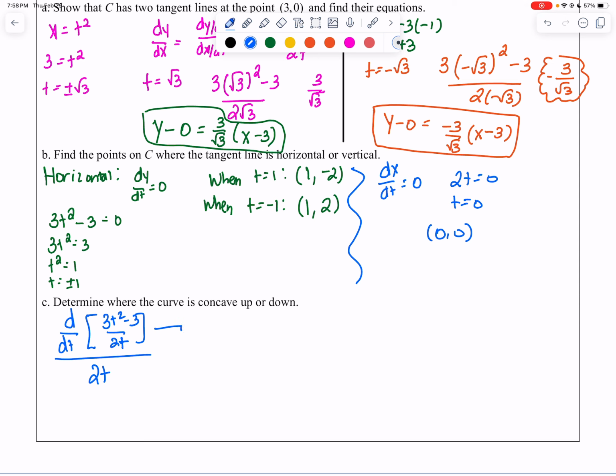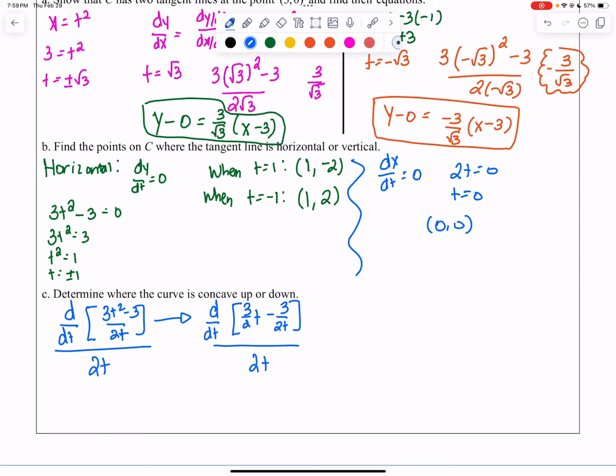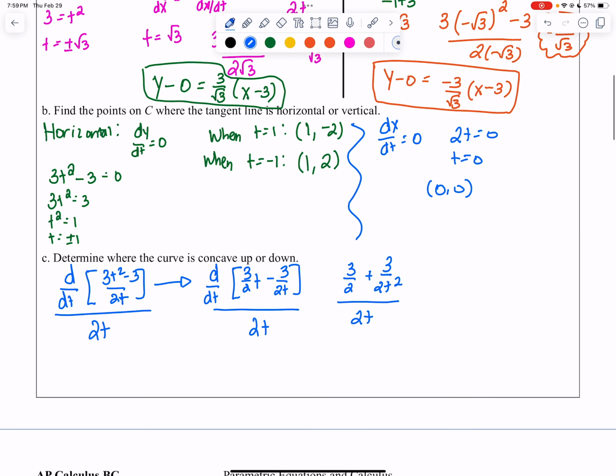I'm going to simplify this before I take the derivative. So d/dt is going to be equal to (3/2)t minus 3/(2t), all over 2t. So then if I take the derivative, that's going to be 3 halves plus 3/(2t^2), over 2t. Now, we want to determine where the curve is concave up or concave down, so that means that we're going to be setting this equal to 0 and seeing what happens here.